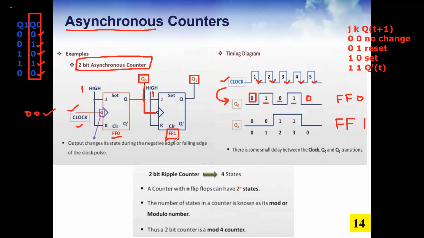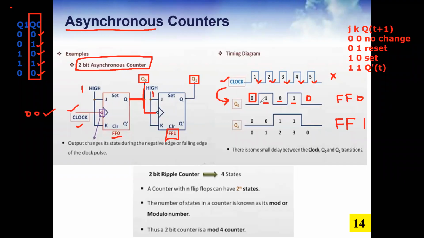What is triggering flip-flop 1? The output of FF0 is going to trigger FF1. This means it is going to serve as a clock for this one. So I will not look at this one for FF1, I will look at this one. And again, there is a bubble there. It is negative triggered, which means it will trigger only on the negative edges.